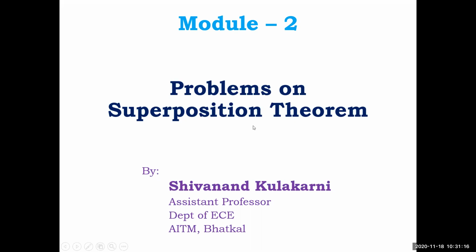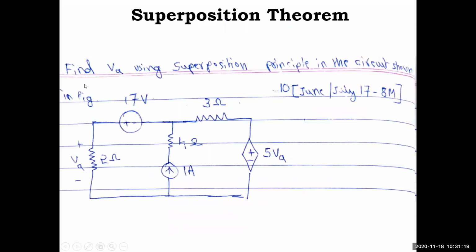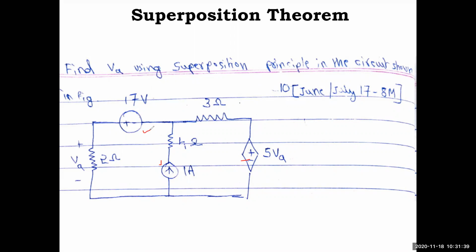Hopefully note down the second problem. Find VA using superposition principle in the circuit shown in the figure below. So just note down the figure. You have a 2 ohm, 17 volt, 1 amp, 4 ohm, 3 ohm and 5 VA. This is a dependent source here, and these two are the independent sources, one voltage source and one current source. We need to find the voltage across the 2 ohm resistor, denoted as plus minus VA here. This we need to calculate using the superposition principle.